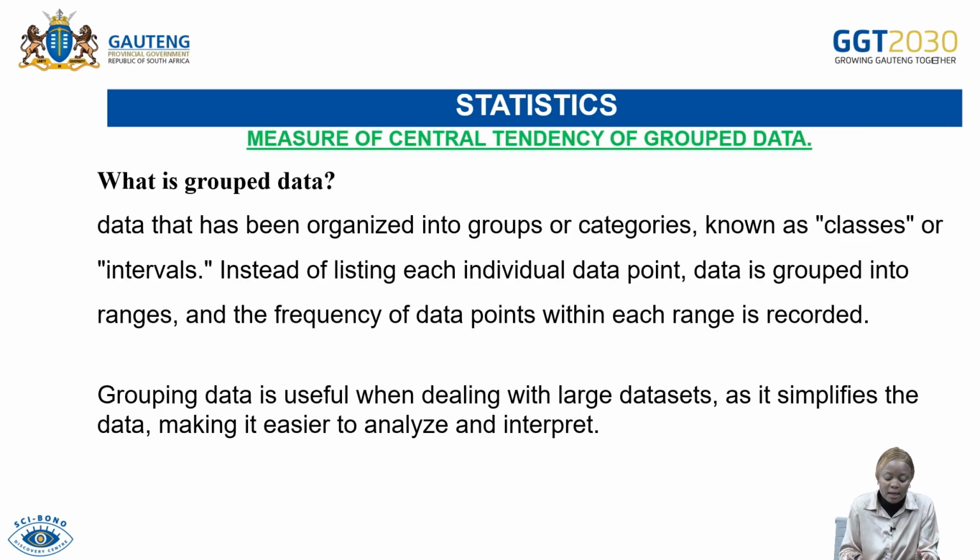Okay, now let's look at the measures of central tendency in grouped data. So now we are looking at the measures of central tendency in grouped data. But what is grouped data? Grouped data is data that has been organized into groups or categories, known as the classes or the intervals. Instead of listing each individual data point, data is grouped into ranges and the frequency of data points within each range is recorded. Grouping data is useful when dealing with a large data set as it simplifies the data, making it easier to analyze and also to interpret.